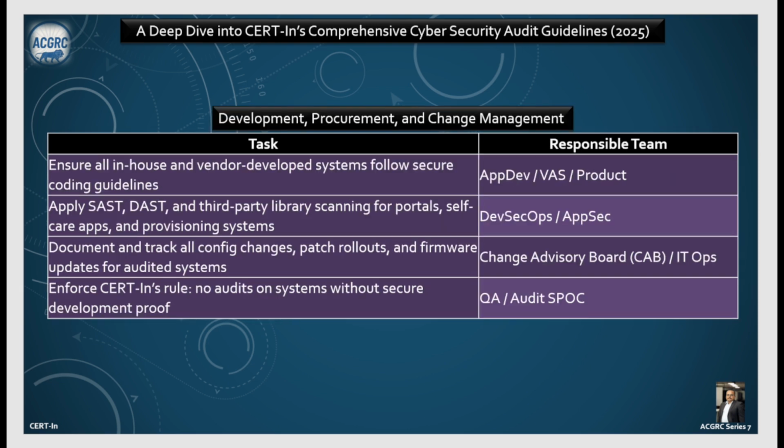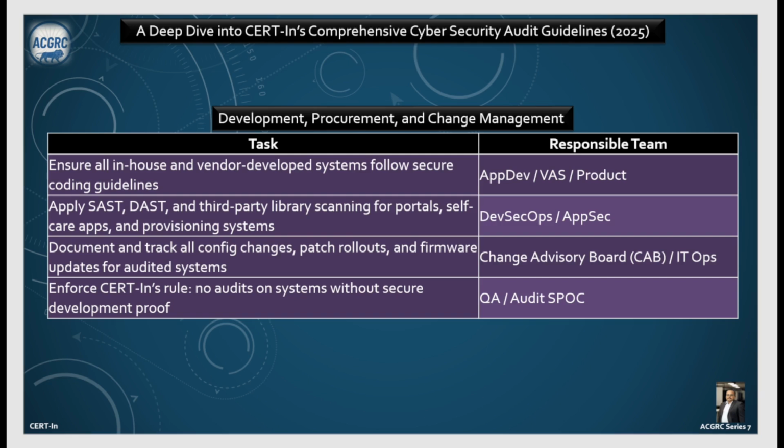The next aspect is from development, procurement, and change management. The first step is to ensure all in-house and vendor developed systems follow secure coding guidelines. This is where you bring in your app development team, your value-added services team, your product development team together.